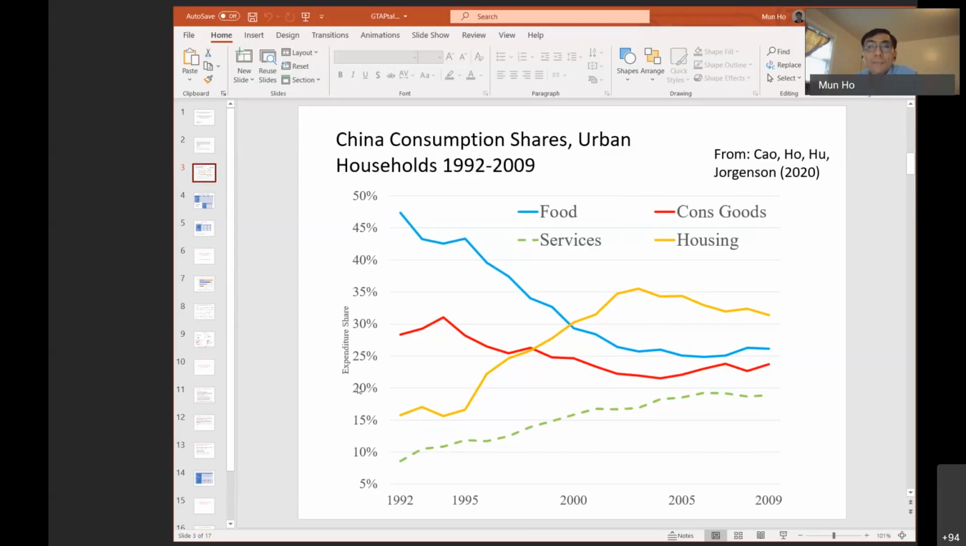So the blue line is the food share, a rapid fall in the food share, and then the flattening out. This flattening out is in part because we included restaurants in our definition. And the orange line is the housing share. So there's a lot of change in the housing prices. So this is to emphasize that we really need all the elements in a model: the price effect, the income effect, the demographic effects.